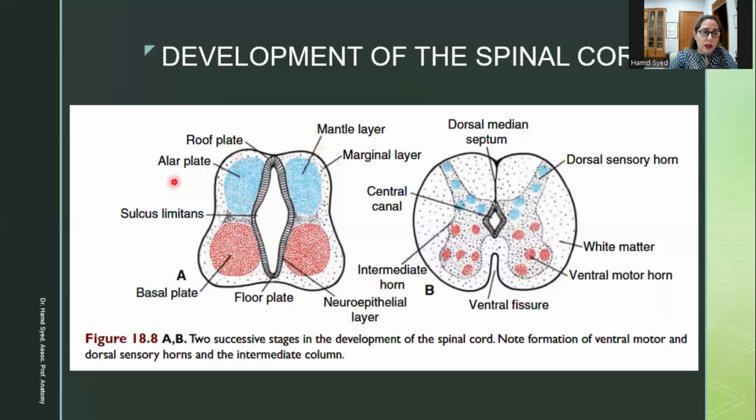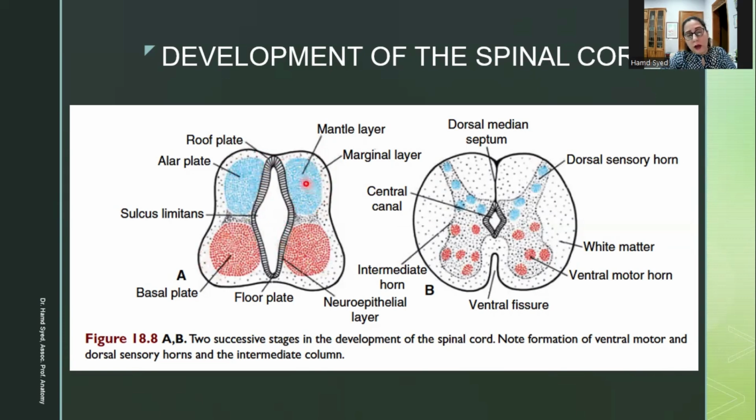On the left, you can see the earlier stages, and over here, you can see that the cavity in the center is a large cavity lined by the neuroepithelial cells, which I mentioned previously are the mother cells, which give rise to the neurons and the neuroglial cells of the central nervous system. Now, outer to the neuroepithelial layer is the mantle layer, which consists of the neurons, and the mantle layer itself is further divided in the initial stages into the alar plates and the basal plates.